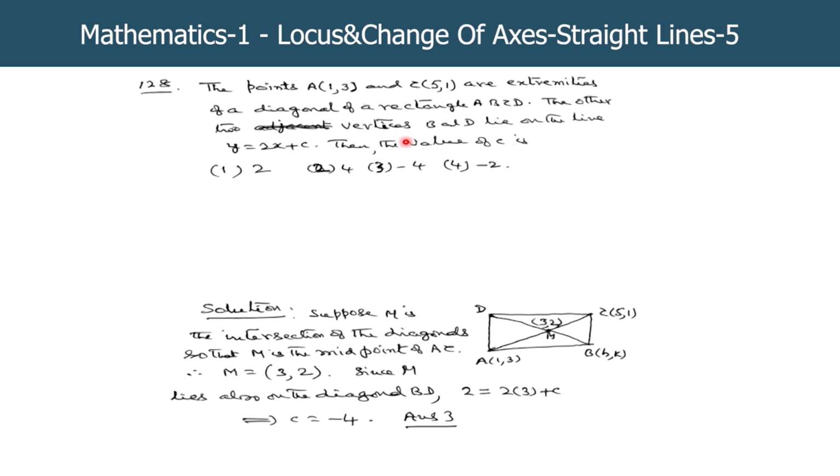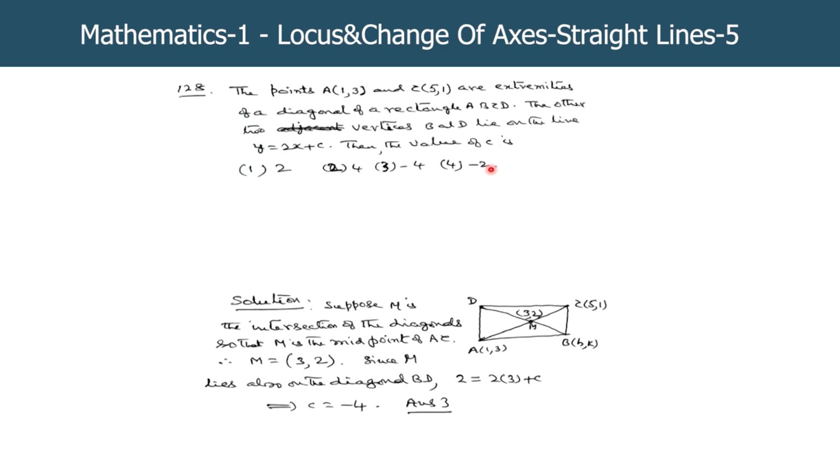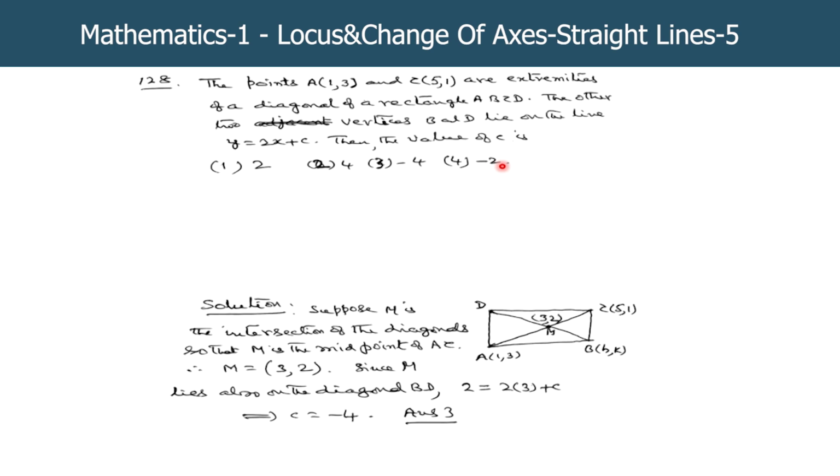128. The points A(1, 3) and C(5, 1) are extremities of a diagonal of a rectangle ABCD. The other two vertices B and D lie on the line y = 2x + c. Then the value of c is: 1) 2, 2) 4, 3) −4, 4) −2. You know that in any parallelogram, or in fact in a rectangle or square, the diagonals bisect each other. So the other diagonal of this rectangle must pass through the midpoint of AC, which is nothing but (3, 2).